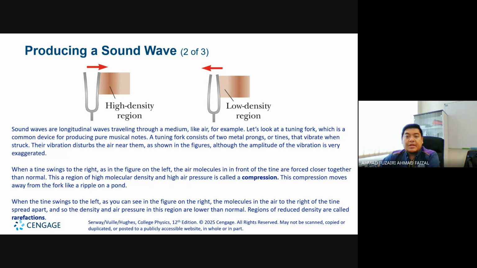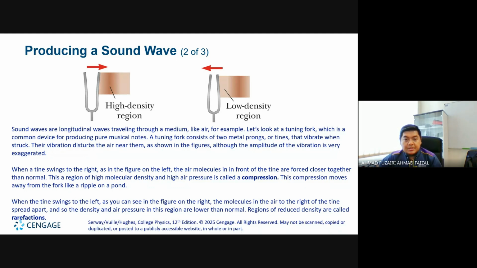As you can see in the figure on the left and on the right, there is a high density region and also a low density region. Sound waves are longitudinal waves traveling through a medium, like air, of course. Let's look at the tuning fork. This is a common device for producing pure musical notes.